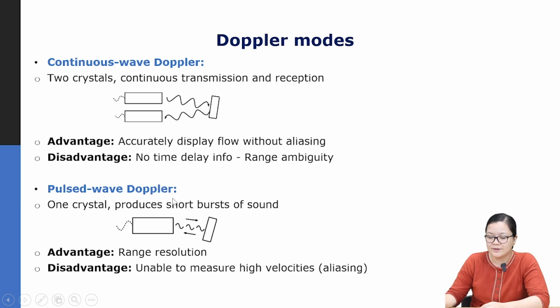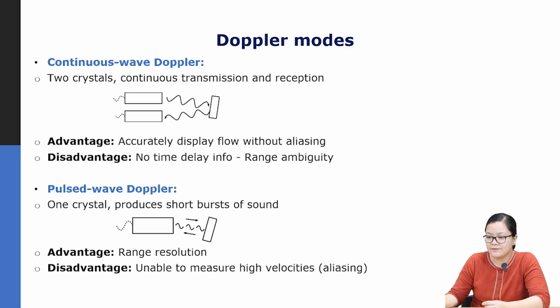Now, pulse wave, on the other hand, you look at one crystal and it goes through a pulse-echo mode, produces short bursts of sound and receives the echo after the transmitted pulse interacts with the tissue. The advantage of pulse wave Doppler is that you can estimate the range using the time delay information.